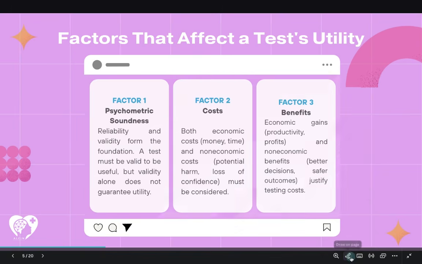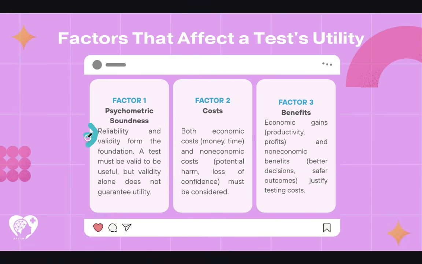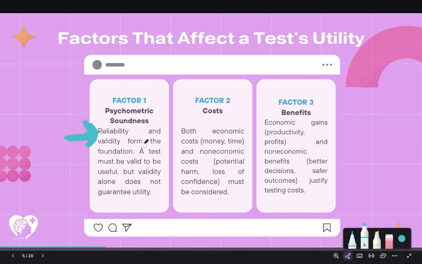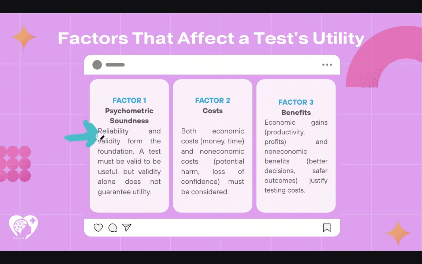So first, we have the psychometric soundness. Some of the things here are very familiar because it's what we intensively discussed a few chapters back. Hopefully you have a good familiarity already with these words. But again, it also includes the cost and the benefits. So we also look at the cost. What is the ratio of the cost over the benefit?